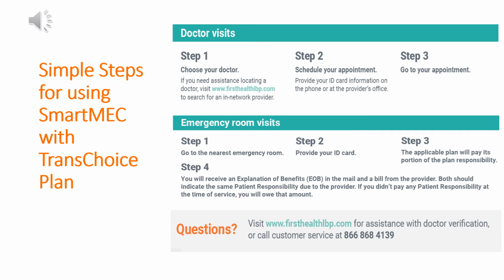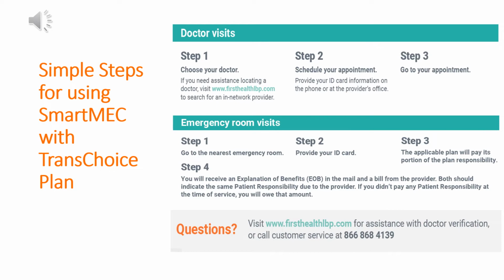Simple steps for using SmartMac with Trans Choice plan. Doctor's visits. Step 1, choose your doctor. If you need assistance locating a doctor, visit www.firsthealthlbp.com to search for an in-network provider. Step 2, schedule your appointment. Provide your ID card information on the phone or at the provider's office. In the event that they have trouble verifying your benefits, please give them the number on the back of your insurance card. Step 3, go to your appointment.